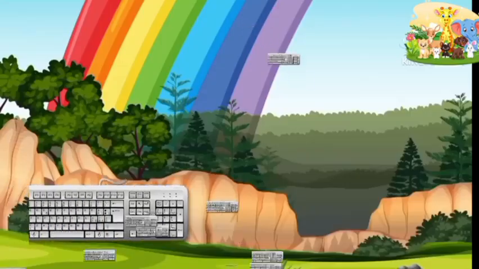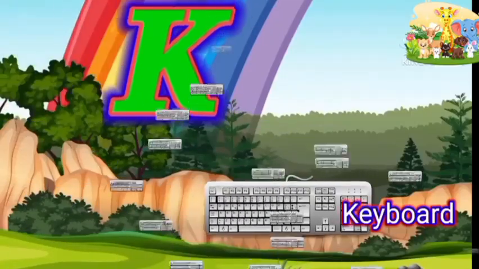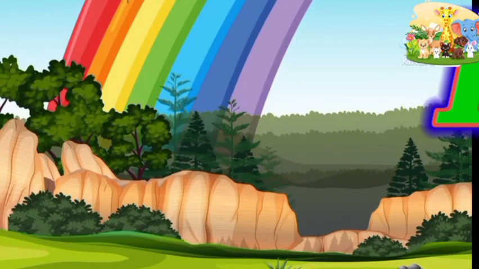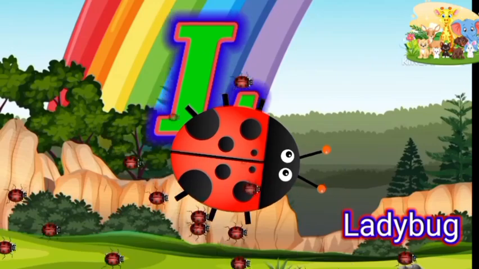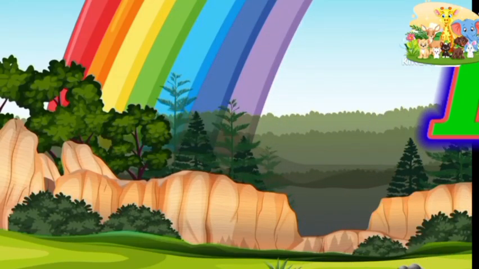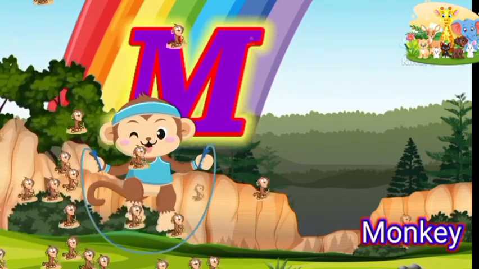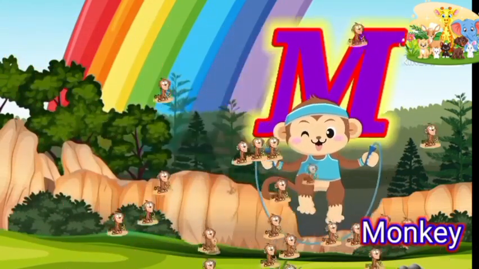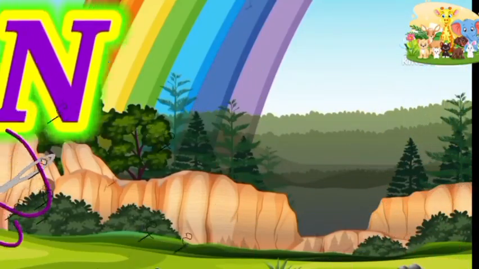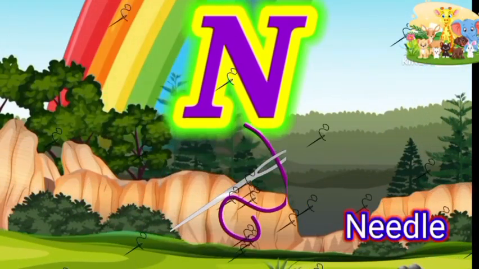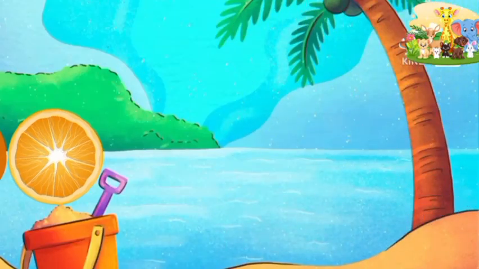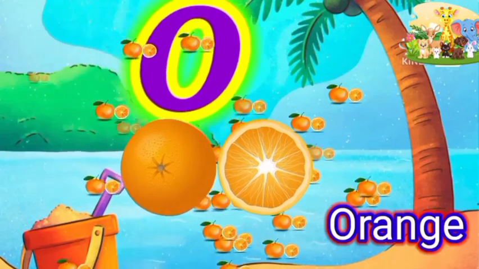K is for keyboard. Keyboard. K, keyboard. L is for ladybug. Ladybug. L, ladybug. M is for monkey. Monkey. M, monkey. N is for needle. Needle. N, needle. O is for orange.